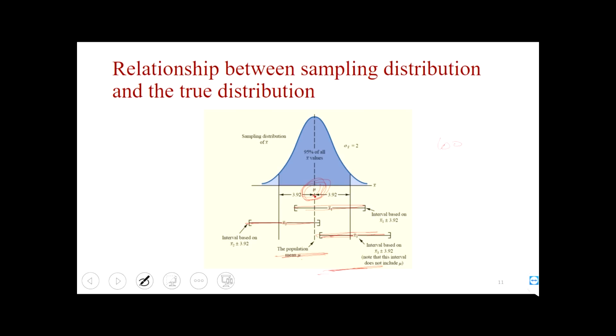And this is why we really care about doing Monte Carlo exercises. The Monte Carlo exercise will allow us to do this sampling distribution and create a lot of artificial samples that will help us understand whether this mean belongs to the interval 95% of the time.